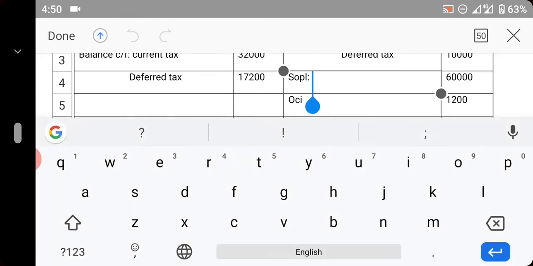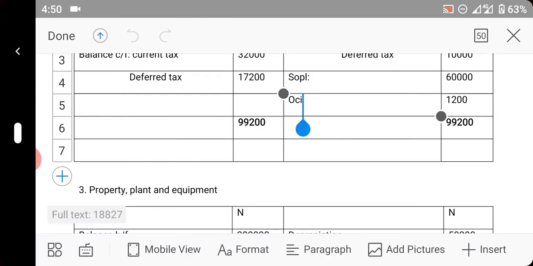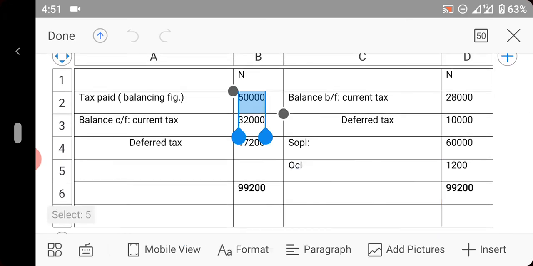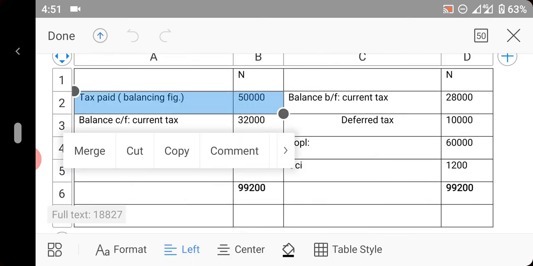So we have two taxes that we paid. We paid tax in SOPL and we paid tax in OCI. All right, so these two will be brought here. Then when you balance the account, it will give you a tax paid of 50,000 naira. I hope this makes sense to you.